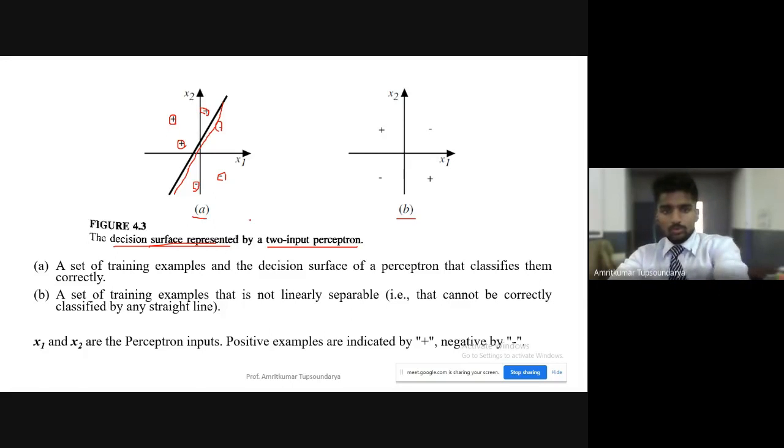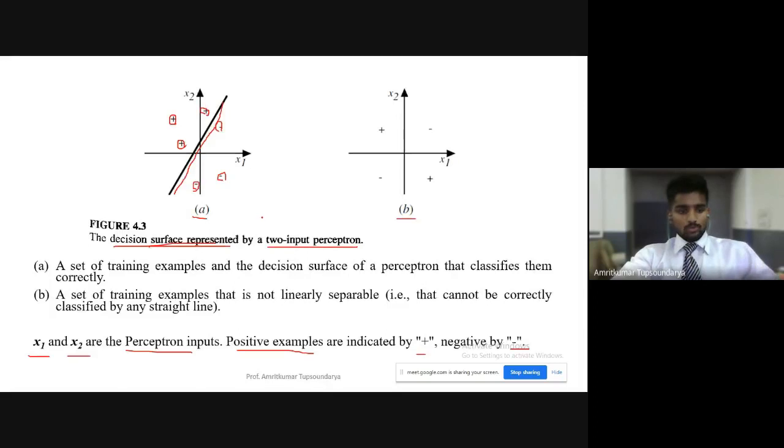So this is the decision surface representation of a two input perceptron, right? So the input here is x1 and x2. The more the inputs, the more complicated it will be. So this is just the two input case. x1 and x2 are the perceptron inputs, and positive examples are denoted by positive and negative by negative. Now this is a simple hyperplane representation of a perceptron, right?